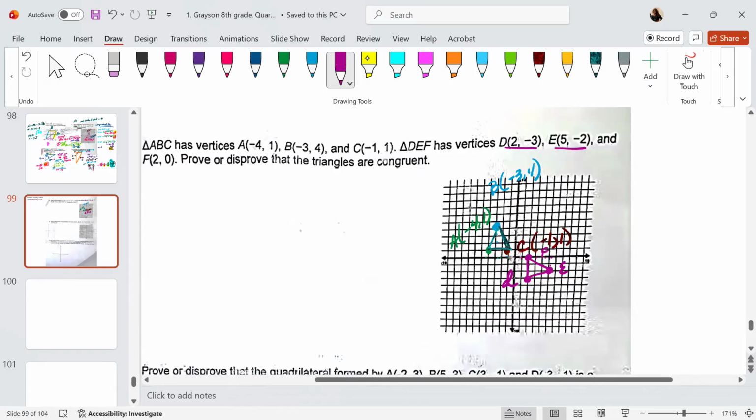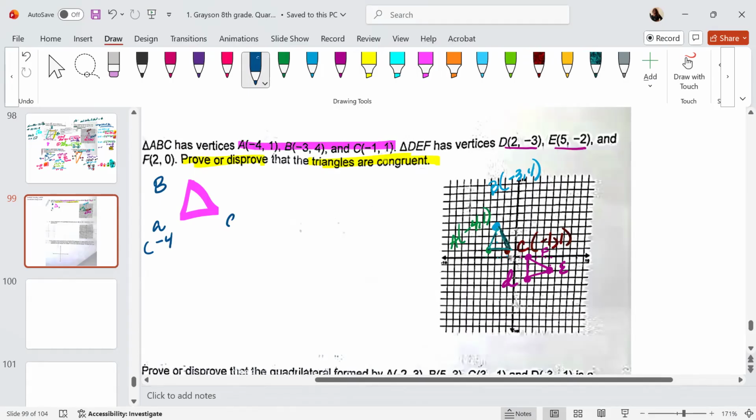What it's asking to do is prove or disprove. So it could be either agree or disagree, right? The triangles are congruent, right? So let's go ahead and take a look at the first part. First part is you have this triangle, right? You have this pink triangle, correct? And this one is A, B, C, correct?